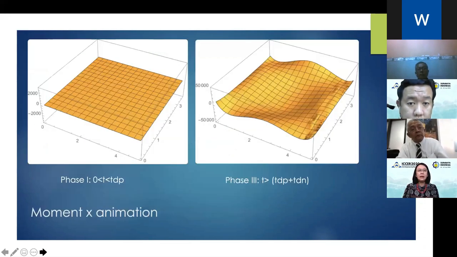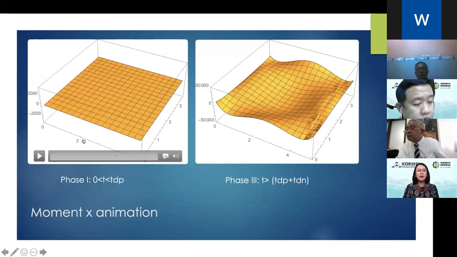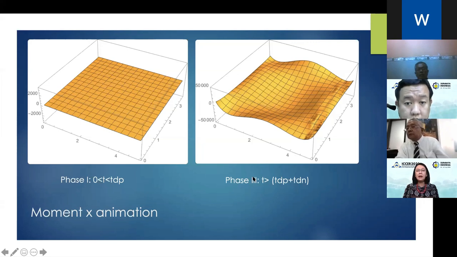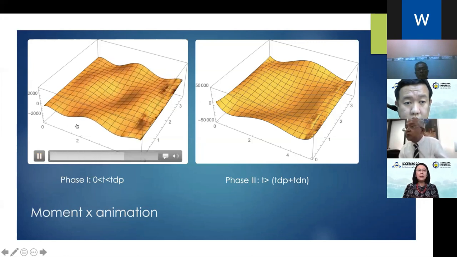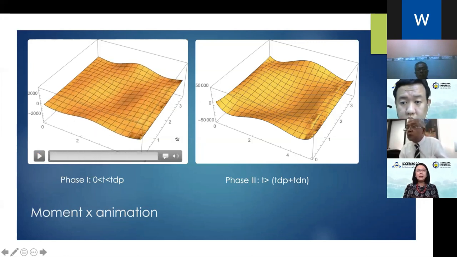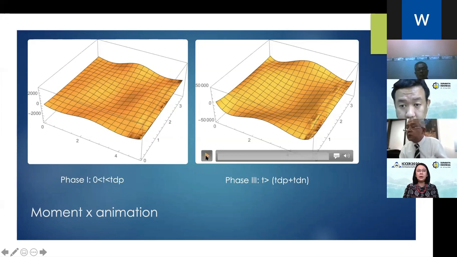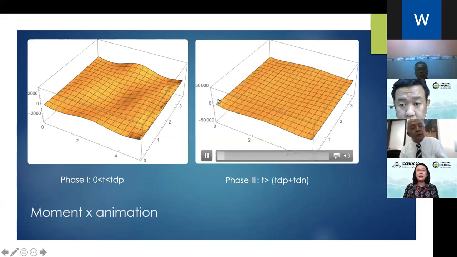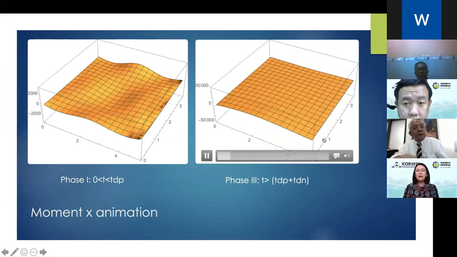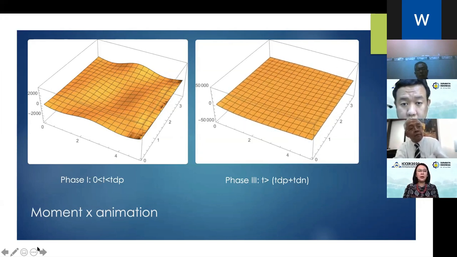And then this one is the moment animation, moment X in the X direction. And then I ran it for two phases. The first one is the positive phase, and then the other one is the third phase, or the free vibration phase. You can see right here also that the moment along the edge is not equal to 0. And then in the free vibration, you can see right here that the bending moment along the edge is not equal to 0 also. Okay.